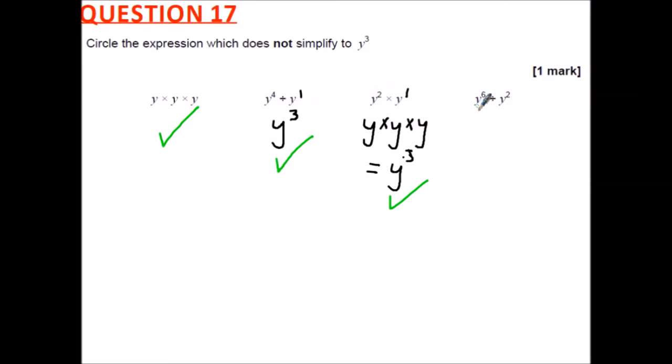So by process of elimination, if nothing else, it's going to be this one. Y to the power 6 divided by y to the power 2. That one would simplify down to y to the power 4. So that one doesn't simplify down to y cubed. So when it says circle the expression, be careful to do exactly what the question says and circle the one you need to. So you need to circle that one.